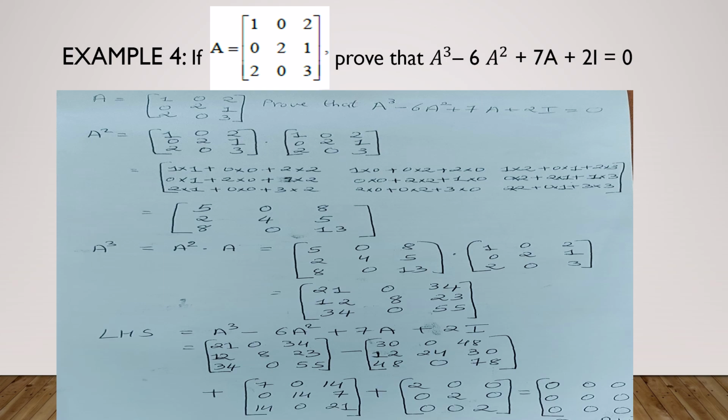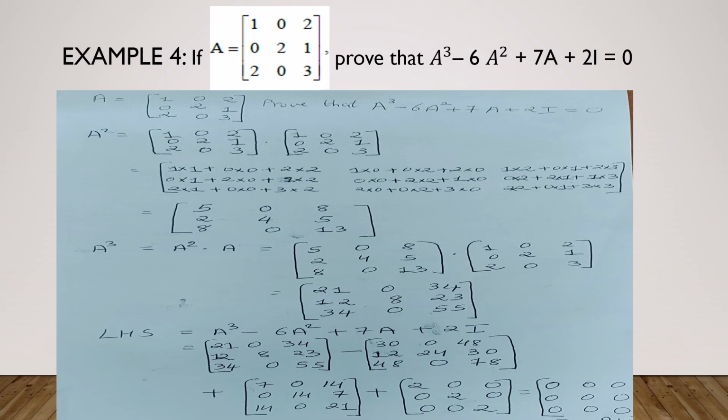Now just write the left hand side. It is A cube, meaning you write the matrix A cube, minus 6 into A square. Remember, if any scalar is multiplied by a matrix, you have to multiply that scalar by each and every element. So you multiply 6 by every element of A square. So 6 into 5 is 30, 6 into 0 is 0, 6 into 8 is 48 and so on. Plus 7 into A similarly, plus 2 into I. 2 into the identity matrix, where diagonal elements will be 1, so it will be the matrix 2, 0, 0, 0, 2, 0, 0, 0, 2.